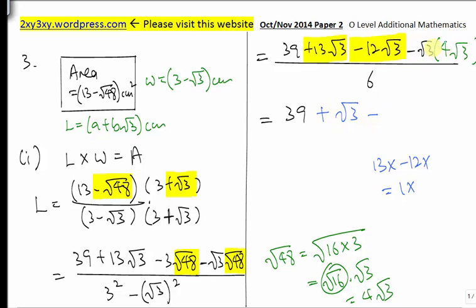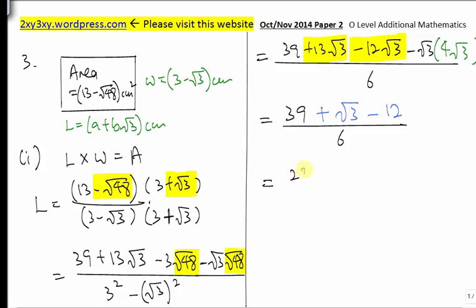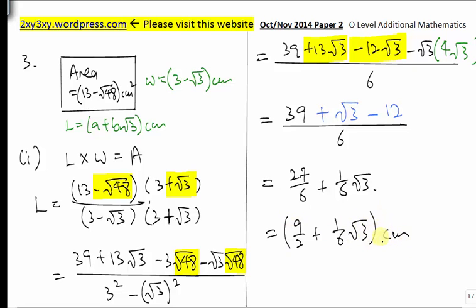Minus away this expression. Square root of 3 times square root of 3 is actually a 3. 3 times 4 will be 12. Whole thing divided by 6. We'll get 27 over 6 plus 1 over 6 square root of 3. And 27 over 6 can be simplified into 9 over 2. So this is the dimension of the length.